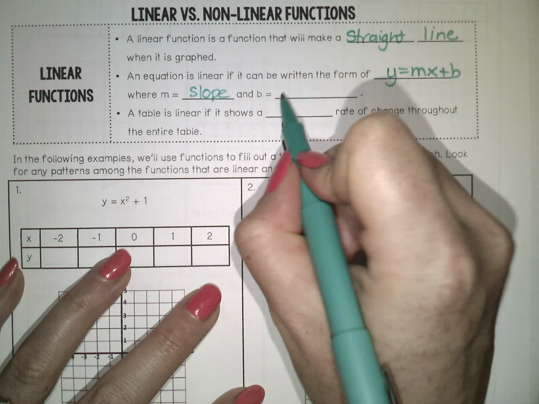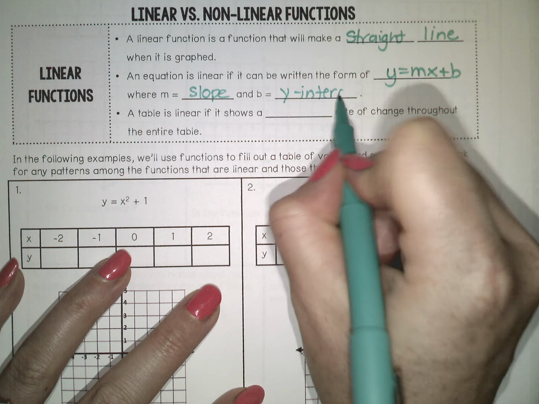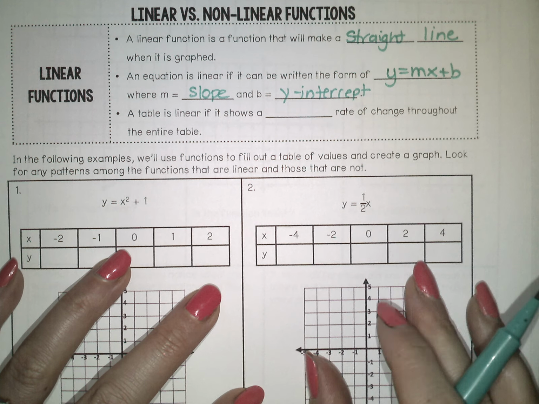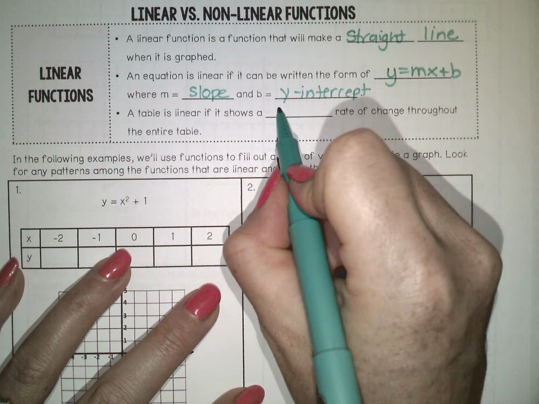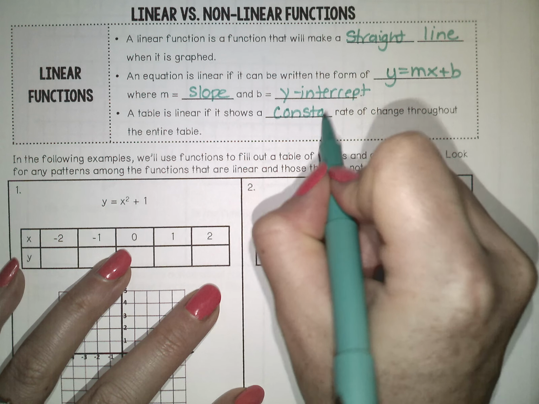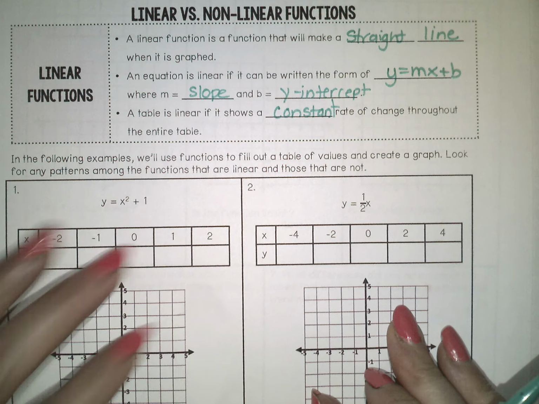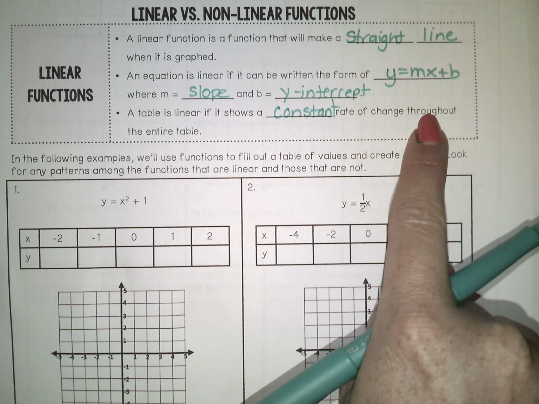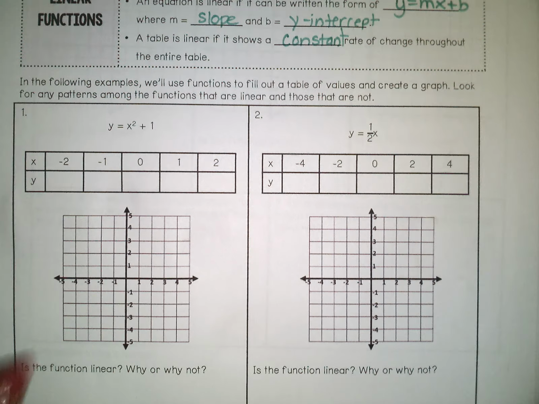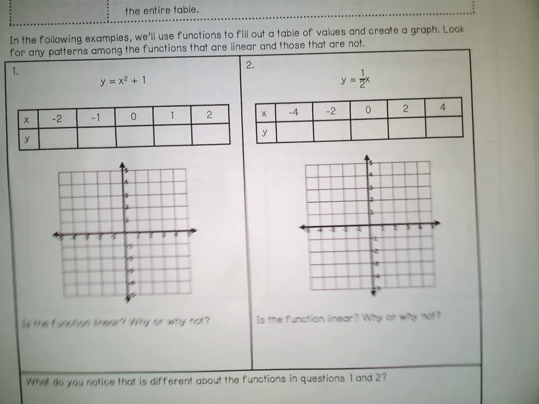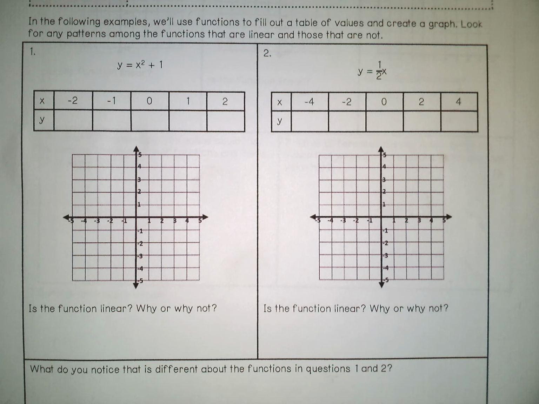In the following examples, you'll use functions to fill out a table of values and create a graph. Look for any patterns among the functions that make them linear, and those that are not linear. So take a peek here. First, is this equation written in y equals mx plus b form? It is not. Why not? Because it has the exponent of 2 here. So if you had to guess, do you think this would be a linear equation? What about this one? Is this written in y equals mx plus b form? This one is written in y equals mx plus b form.